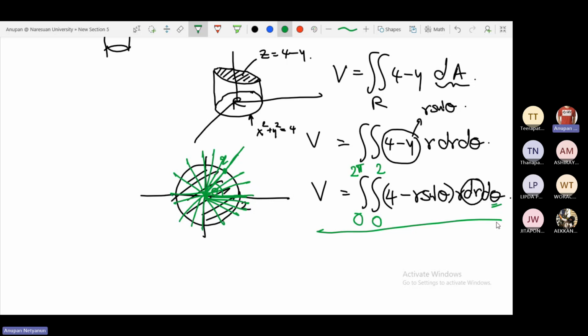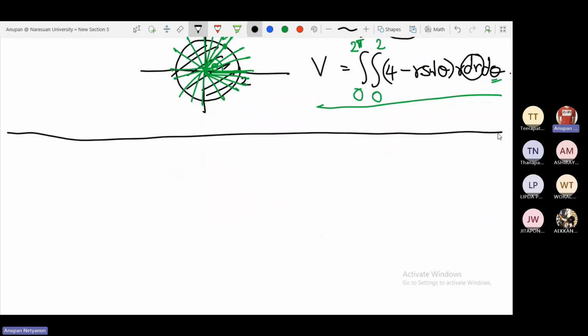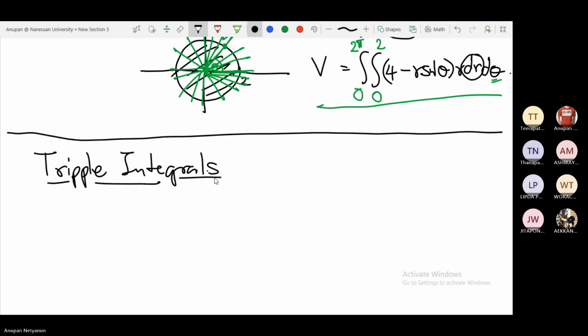Oh, we have about 40 minutes left. So let me start talking about, we have double integral. So this one is triple integral. Okay, integrate 3 layers. Yeah.